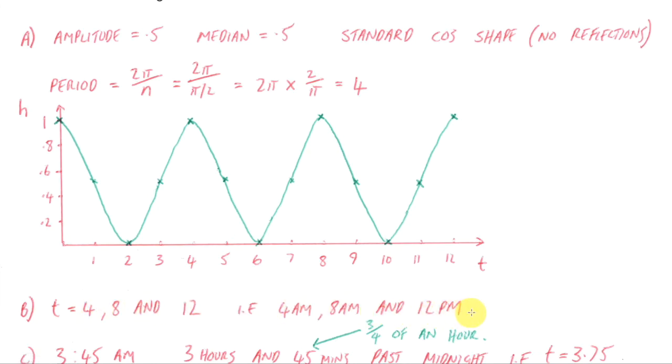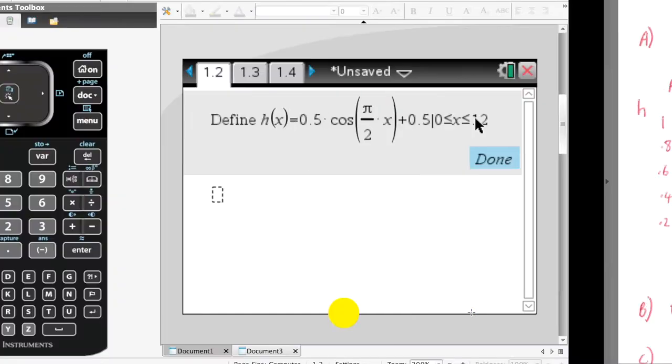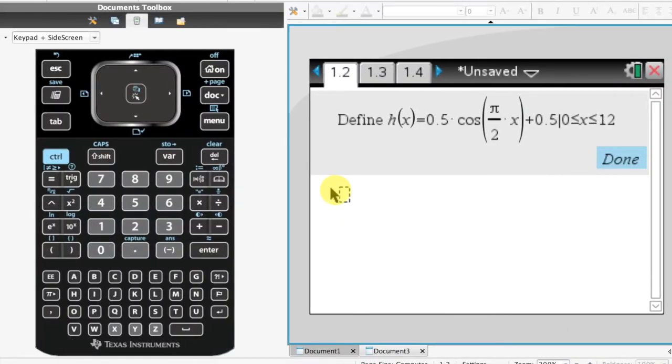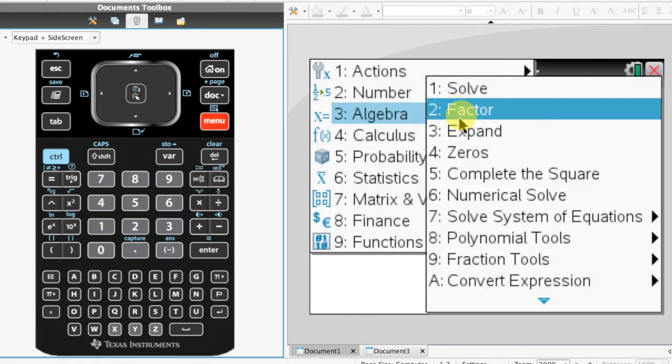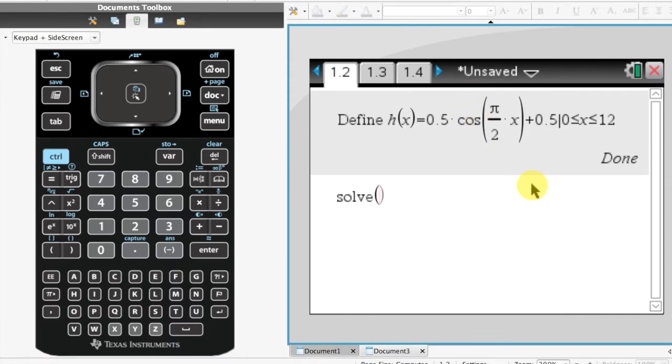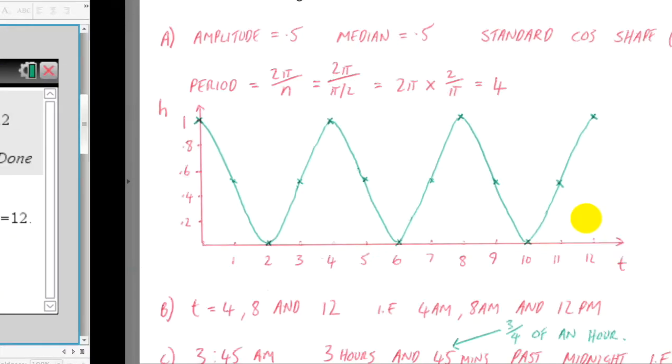Just to show you on the CAS, in case it wasn't so clear, I can go menu, algebra, and solve, and I'm looking for where h of x is equal to the maximum value, which is 1. I'm solving for x. So you can see those values given to us. I ignore that 0 because that is in fact midnight. I'm after the first times after midnight.